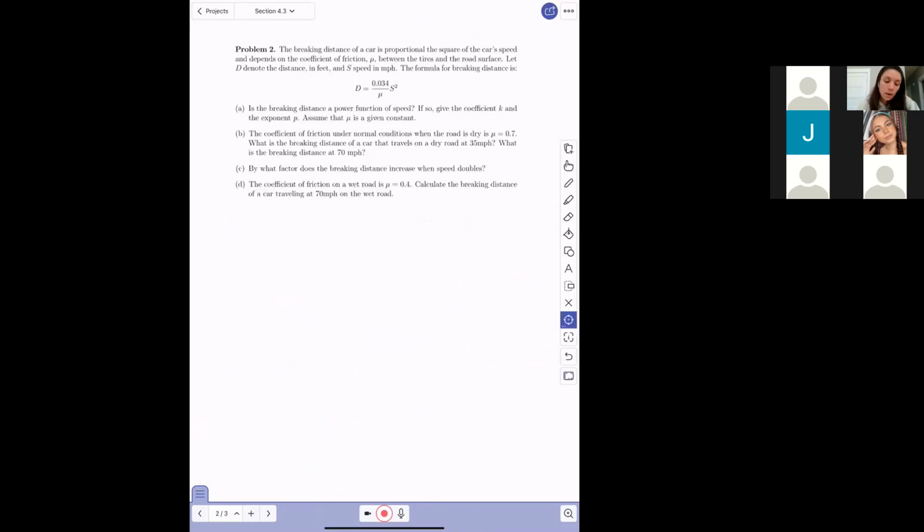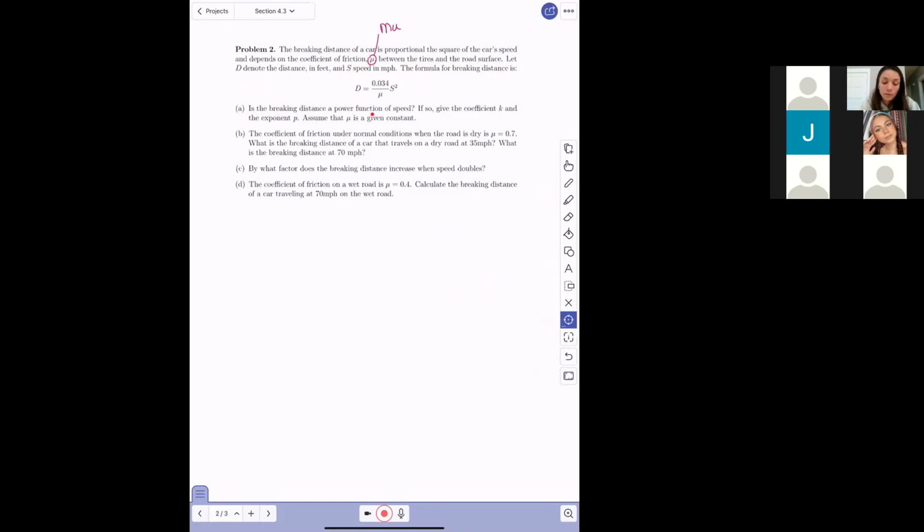Okay, so problem 2. The braking distance of a car is proportional to the square of the car's speed and depends on the coefficient of friction, mu. This is the Greek letter, it's called mu. It depends on the coefficient of friction, mu, between the tires and the road surface. Let D denote the distance in feet and S speed in miles per hour. The formula for braking distance is D equals 0.034 over mu times S to the power 2.